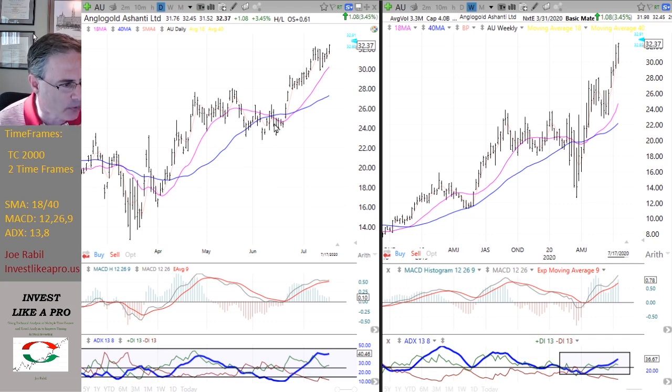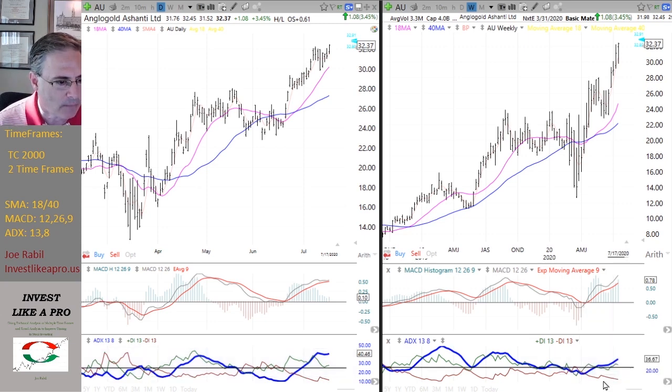And again, through the pullback, notice how light the ADX was. In other words, the MACD could not get, even through the decline. Yeah, DI crossed up a little bit above 25, but look at how low the ADX was during this pullback. So this is a great example, and you want to go back.